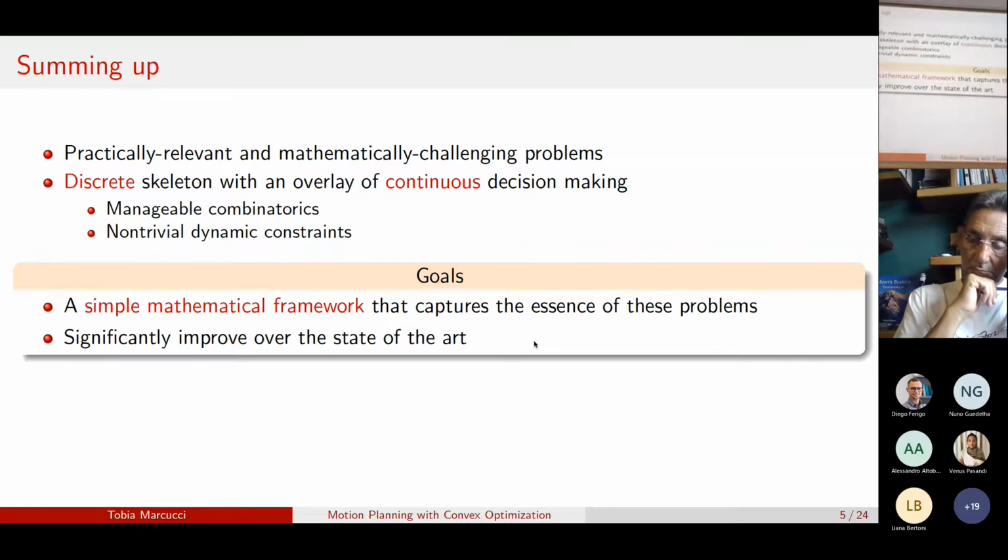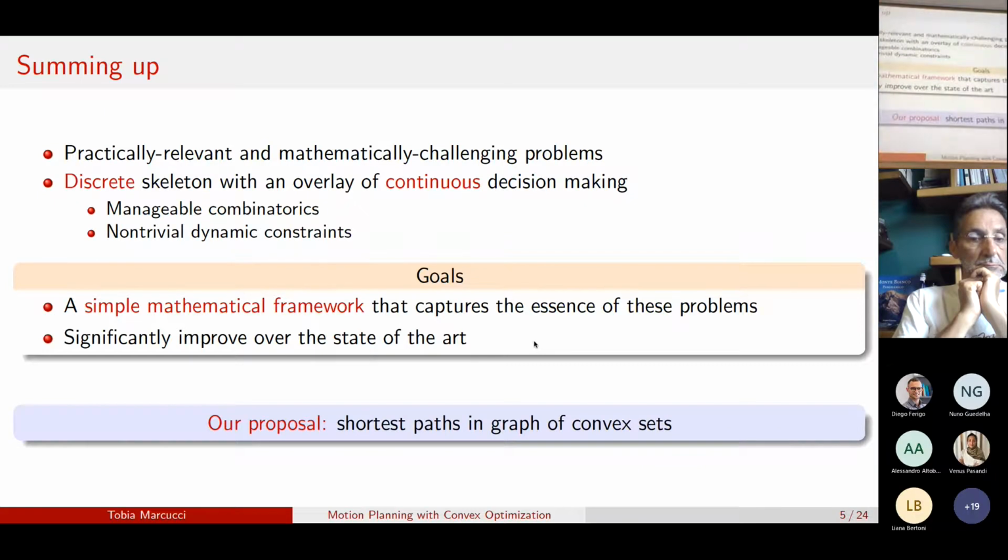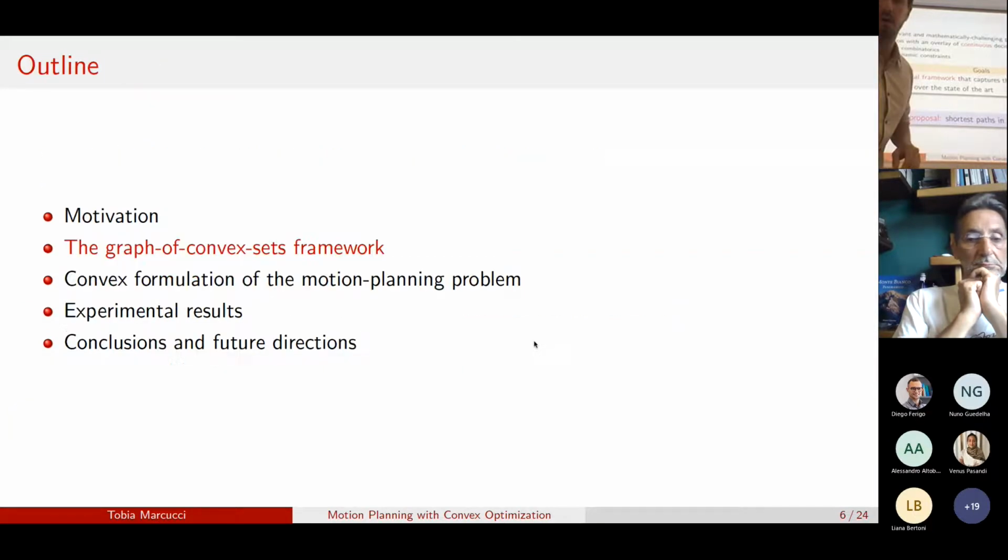The goal of my research in the last years, and the goal of this presentation today, has been to develop a simple mathematical framework that allows us to formally reason about these kinds of problems. And actually, of course, as many of us, improving on state-of-the-art algorithms for robots to navigate in their environment. And the proposal that we came up with after, at this point, 3 or 4 years of research has been this framework of finding shortest paths in graphs of convex sets. And I will now present what this mathematical problem is and how it can model the kind of problems I just described.